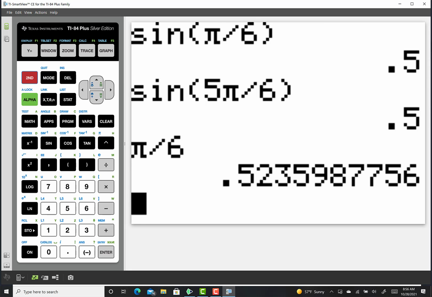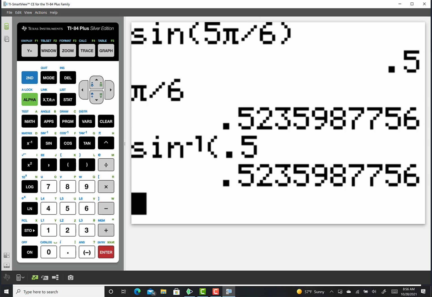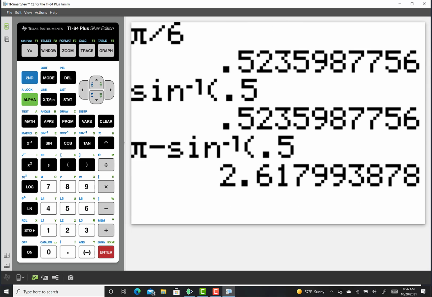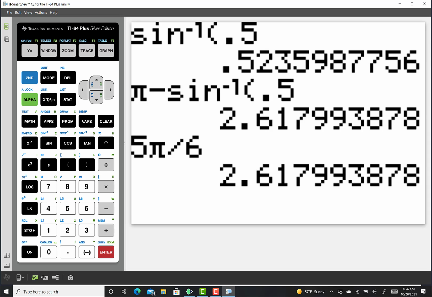Okay, so check it out. Arc sine of 0.5, I push enter, and no matter how hard you try, the calculator will always spit out pi over 6. It will never spit out 5 pi over 6. But if you put a pi in front of it, so if I go pi minus arc sine of 0.5, this will give me the second answer. That 2.61 is 5 pi over 6. Watch, 5 pi over 6. Enter. Do you guys see that?